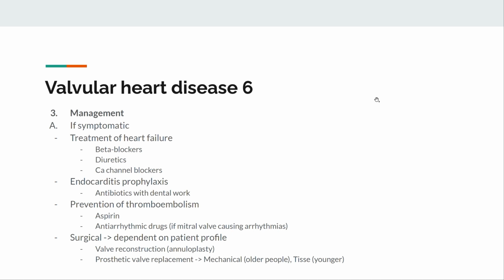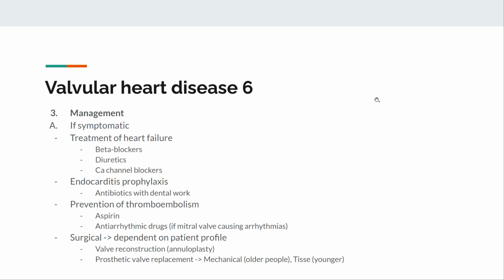In terms of endocarditis, if you already have a valve abnormality or valve disease, you increase the likelihood of having endocarditis. So for anything with dental work, any orthopedic procedures, they'll provide antibiotics to prevent endocarditis from forming. Also, prevention of thromboembolism is really important. So aspirin, and also if we have a mitral valve affected, causing any arrhythmias, we want to give anti-arrhythmic drugs. So surgery really depends on the patient profile. This is something that will be assessed on a case-by-case basis.